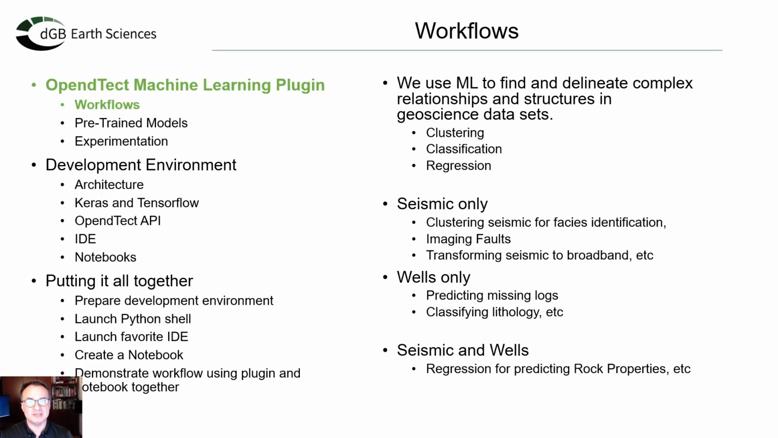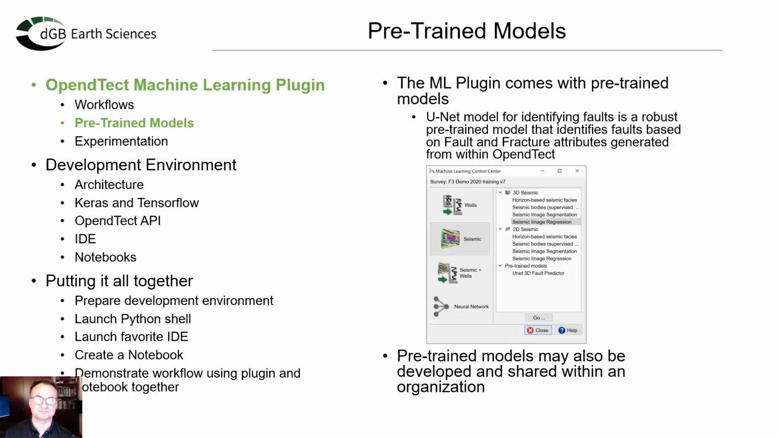So we use machine learning to find and delineate complex relationships and structures in geoscience data sets. So clustering, classification, regression are common examples. If we're looking at seismic only, we could be talking about clustering seismic for facies identification, imaging faults, transforming seismic to broadband, etc. In wells only, we could be predicting missing logs, classifying lithology, and if we're putting seismic and wells together, we might be trying to predict rock properties.